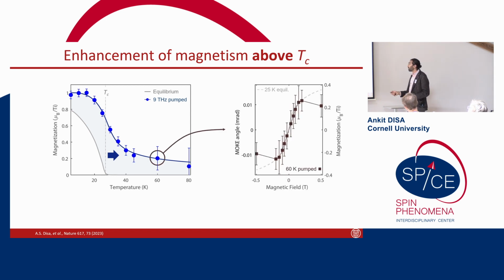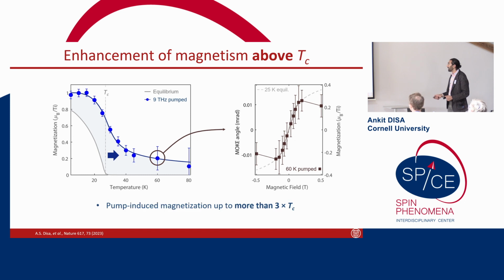And you can take a look at what the magnetic state looks like in this high temperature state, and it looks really like the ferromagnetic state of yttrium titanate just below Tc. So it's sort of just on the edge of this ferromagnetic ordering temperature. And we see that even up to the highest temperatures that we measure, we end up with a pump-induced magnetization, which is at least up to more than 3 times Tc.